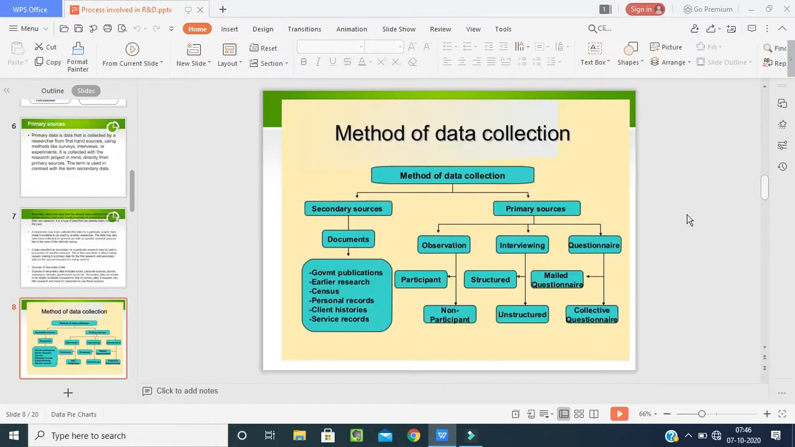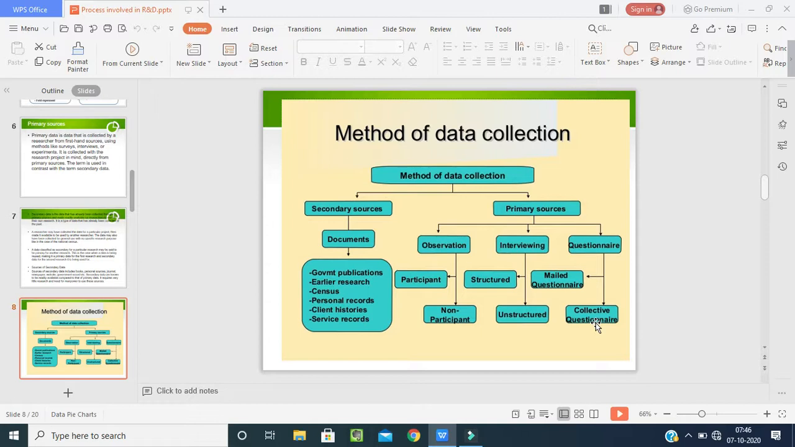Now we'll go further. In the next slide, what is the method of data collection? If you see the picture, just have a look, you can come to know. See, in the primary source, I will explain. We are having observation, we are having interview, we are having questionnaire. Questionnaires will be collective questionnaire. What do you mean by collective questionnaire?